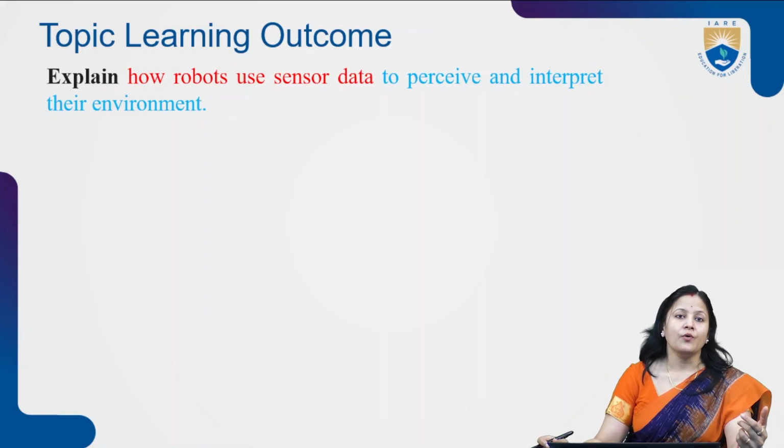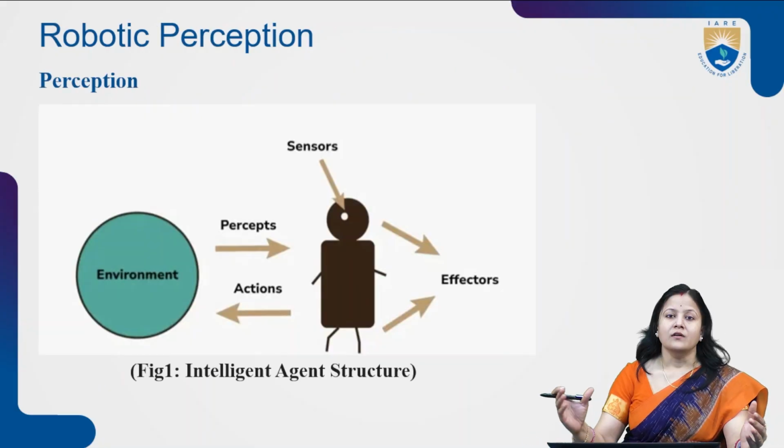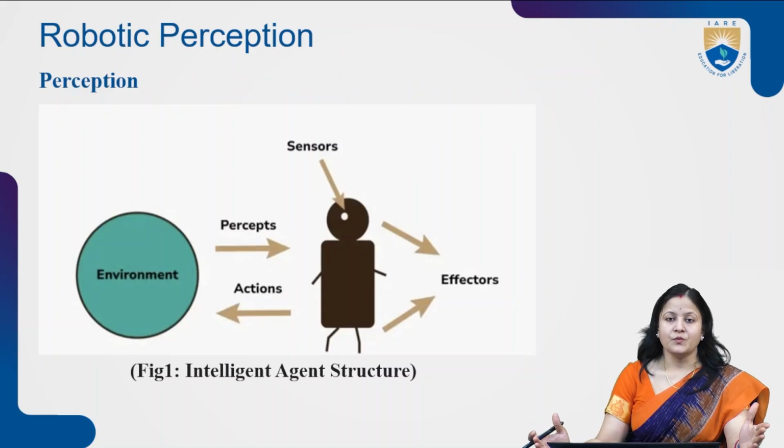This is the learning outcome for robotic perception. After completing the topic, students can explain how robots use sensor data to perceive and interpret their environment. Let me discuss this picture.